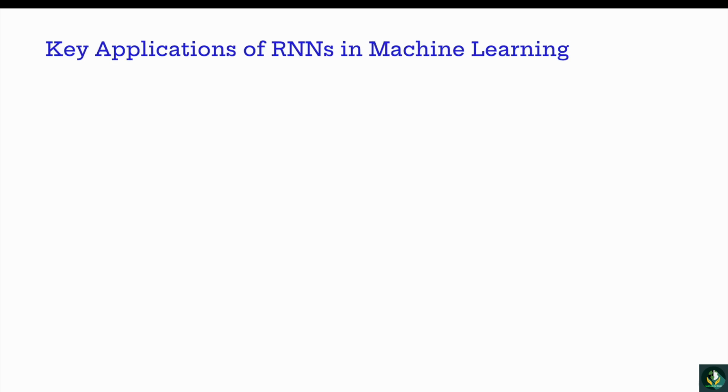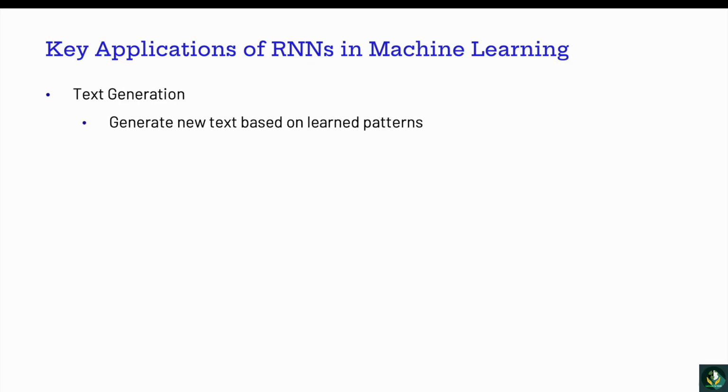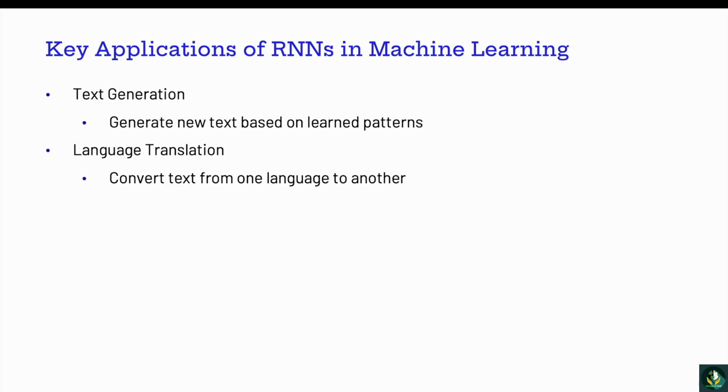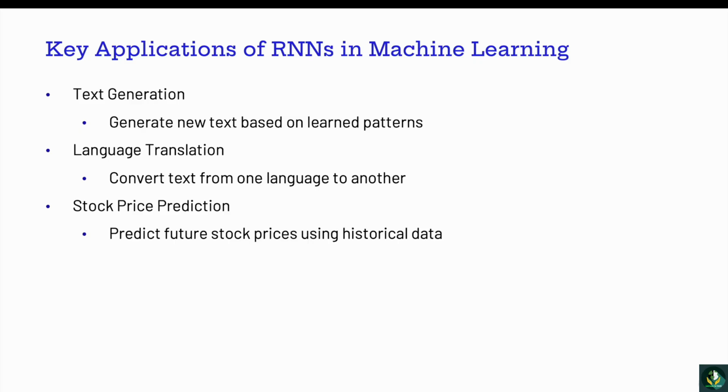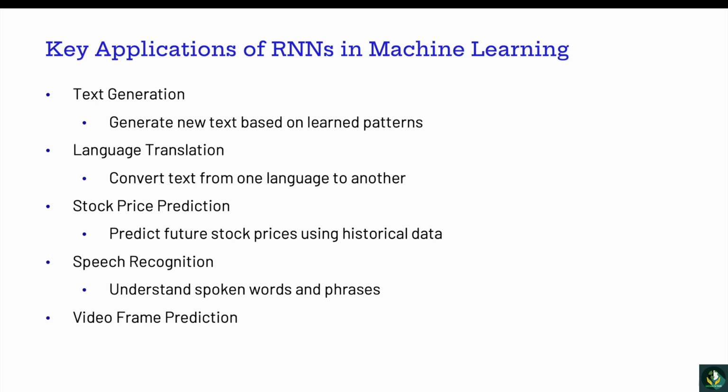Let's look at some of the key applications of RNNs in machine learning. We have text generation, which generates new text based on learned patterns. We have language translation, which converts text from one language to another. Stock price prediction, which predicts future stock prices using historic data. Another application is speech recognition, which understands spoken words and phrases. We have video frame prediction, which anticipates future frames in video sequences.